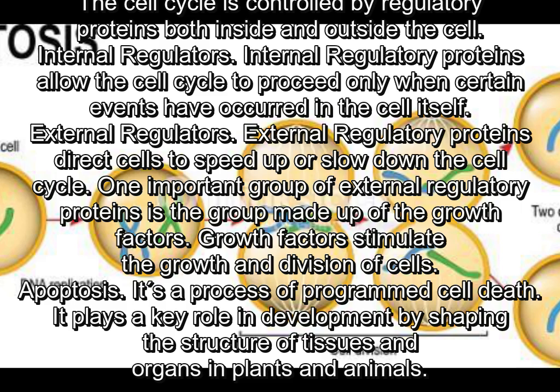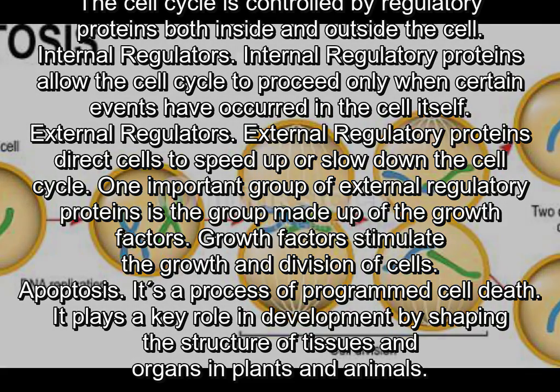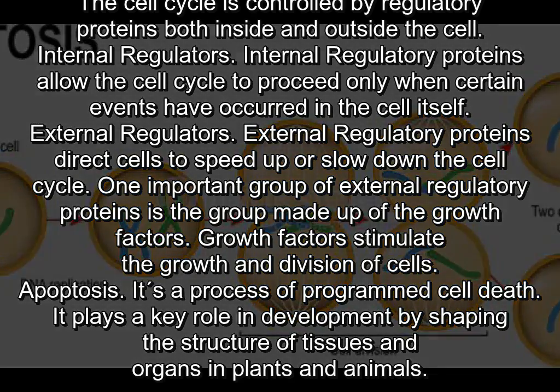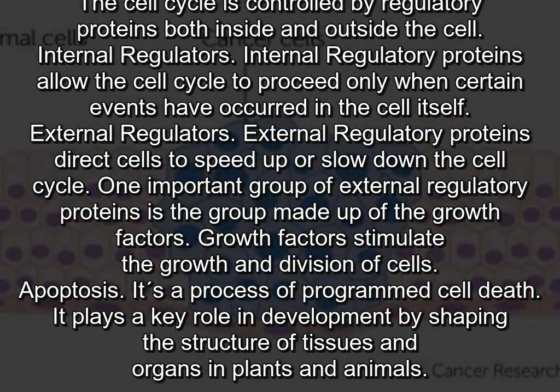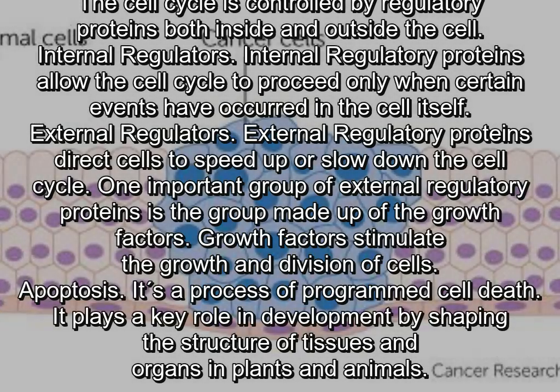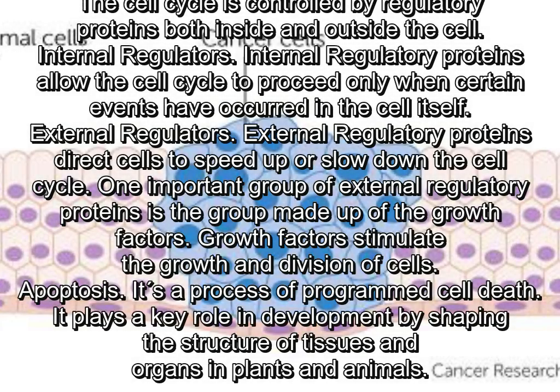Regulatory proteins. The cell cycle is controlled by regulatory proteins both inside and outside the cell. Internal regulators. Internal regulatory proteins allow the cell cycle to proceed only when certain events have occurred in the cell itself. External regulators. External regulatory proteins direct cells to speed up or slow down the cell cycle. One important group of external regulatory proteins is the group made up of the growth factors. Growth factors stimulate the growth and division of cells.